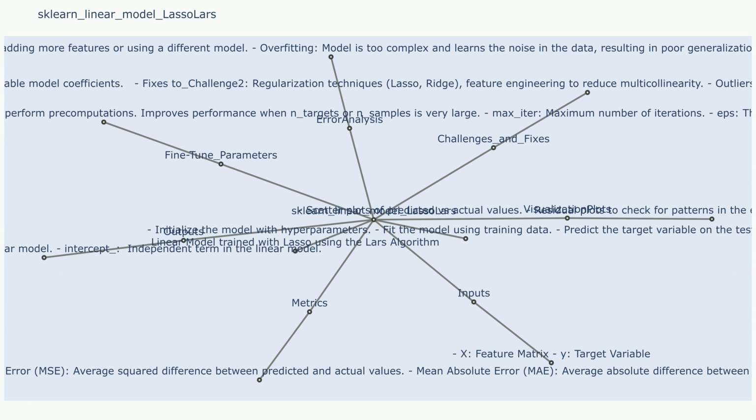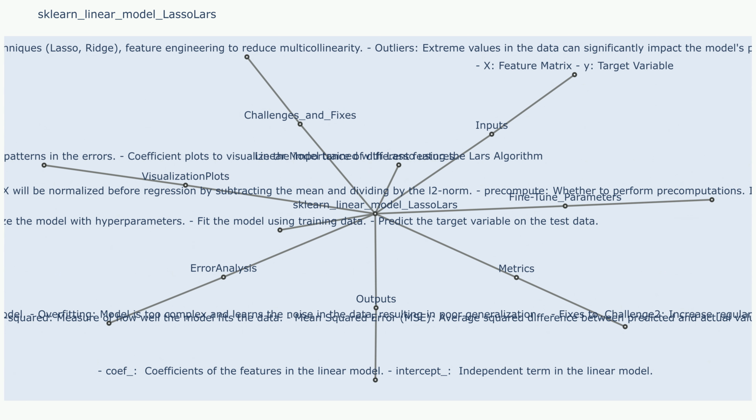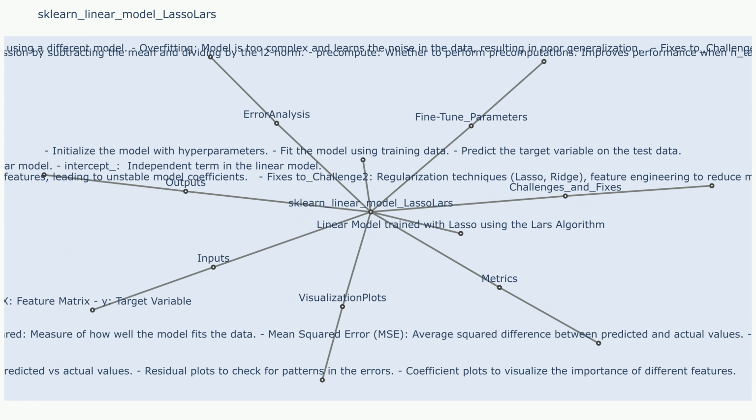Metrics: R-squared, a measure of how well the model fits the data. Mean squared error, MSE, a measure of the average squared error between the model's predictions and the actual values. Mean absolute error, MAE, a measure of the average absolute error between the model's predictions and the actual values.